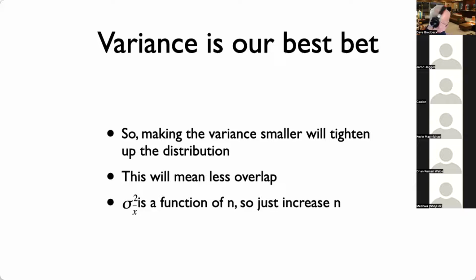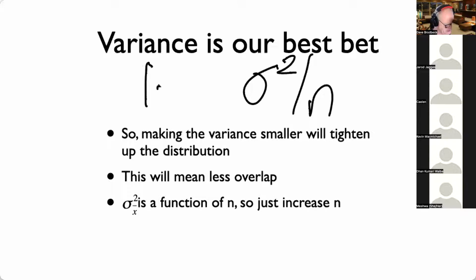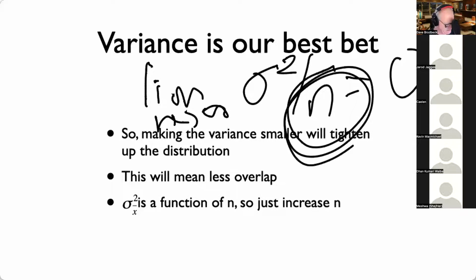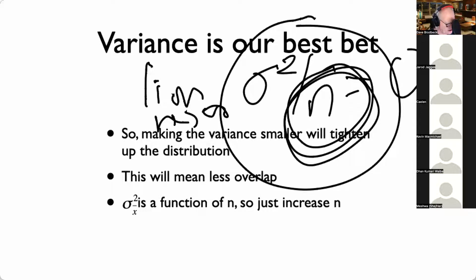There's one thing we can do here. We can take sigma squared over n. What if we just make n bigger? In other words, take the limit as n approaches infinity of that, and we get 0. In fact, at that point, there's no overlap, right? So we do have something to play with: n. We can make n bigger. If n gets bigger, this whole quantity gets smaller. If that quantity gets smaller, it's easier to find a difference.